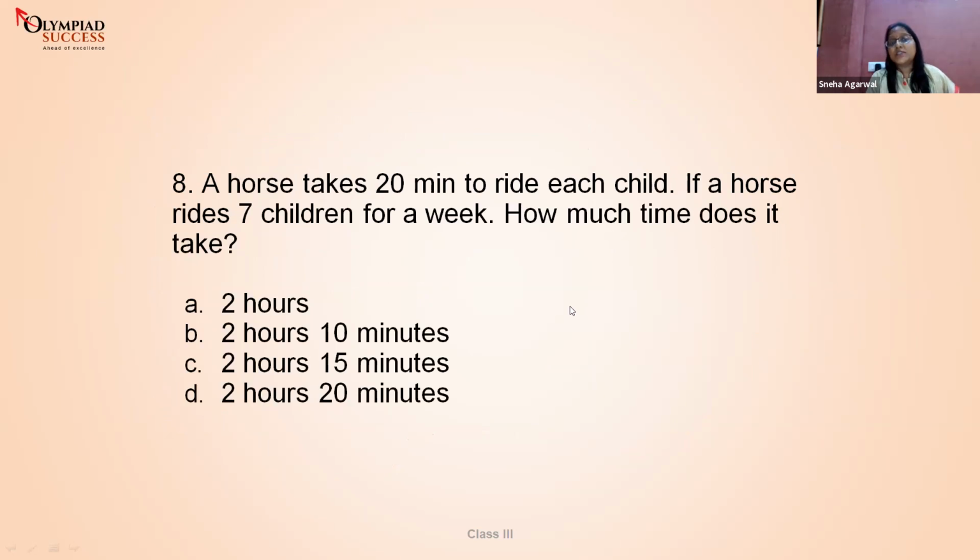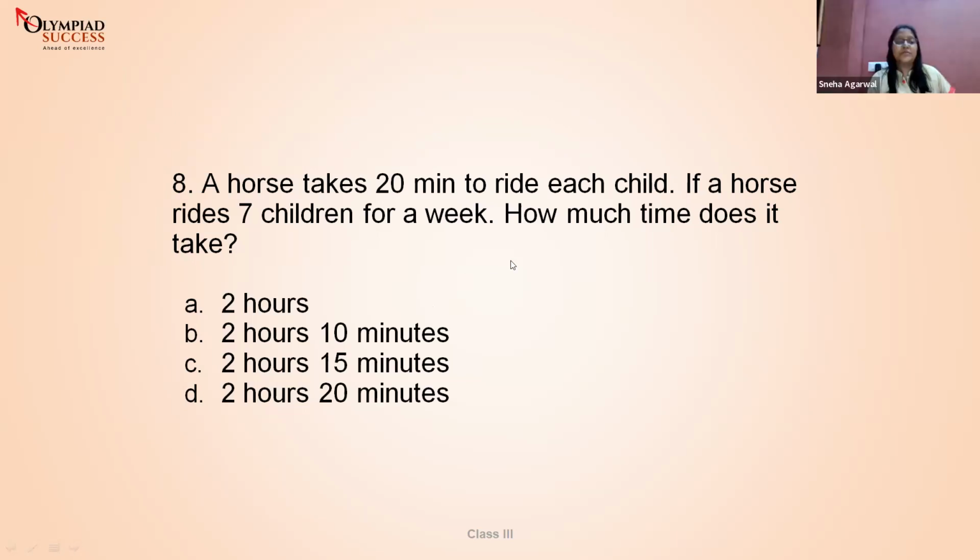A horse takes 20 minutes to ride each child. If a horse rides 7 children for a week, how much time does it take? Guys, it is taking 20 minutes to ride one child. So how much time will it take to ride 7 children? Come on. 2 hours 20 minutes. Okay. Teacher, 2 hours 20 minutes.